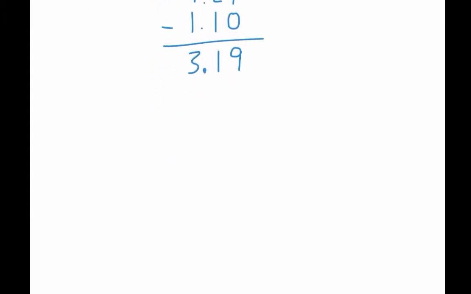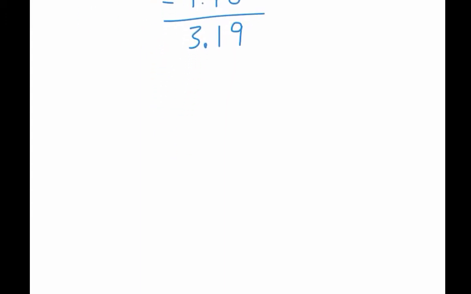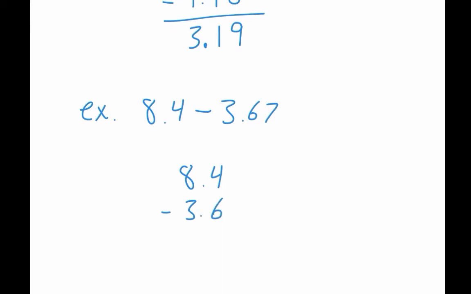Kind of upping the ante a little bit, making it a little bit tougher. If I were to do a 8.4, so my third example, 8.4 minus 3.67. So now when I write it out, I have a 8.4 minus 3.67. Do we want to add any zeros in here?